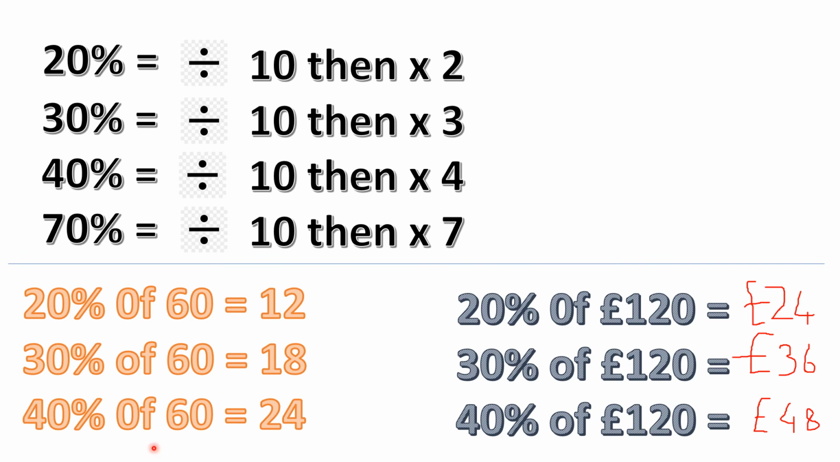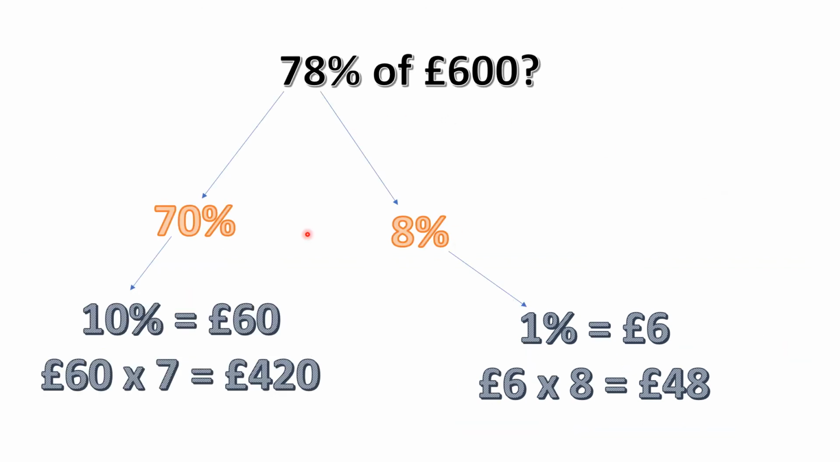Okay, I think I've got one more slide for you to have a look at. So let's have a look at that slide before we finish. Okay, so this is a bit of a challenging one where you've got 78% of a number. Now, 78%, how can I work out 78% of a number? 78% of £600 in this case. Okay, so what I've done is I've partitioned 78. I know that 78% is made up of 70% and 8%. So you can do this as well. You can partition the percentage to make it easier for yourself.